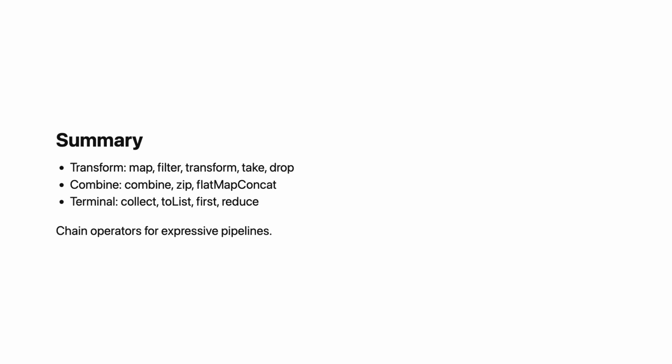Let us summarize. Intermediate operators transform flows: map, filter, transform, take, drop, distinctUntilChanged. Combination operators merge flows: combine, zip, flatMapConcat. Terminal operators produce results: collect, toList, first, reduce. Operators are lazy until a terminal operator runs the pipeline. Chain operators to build expressive data processing pipelines.